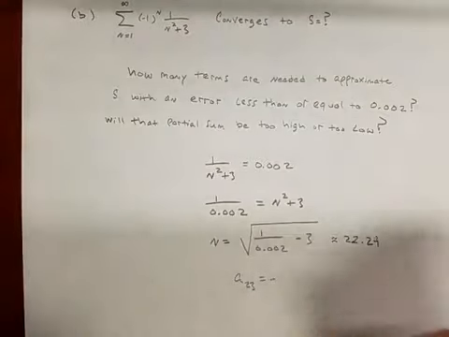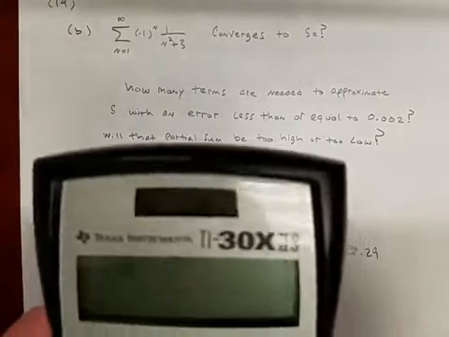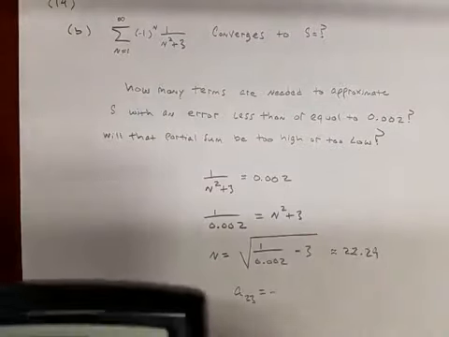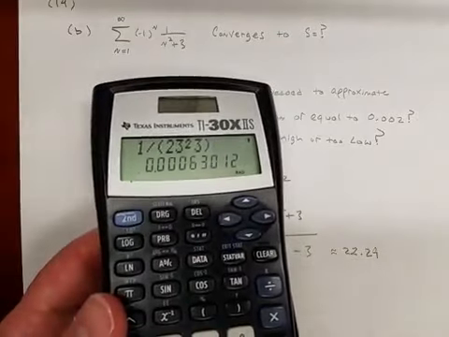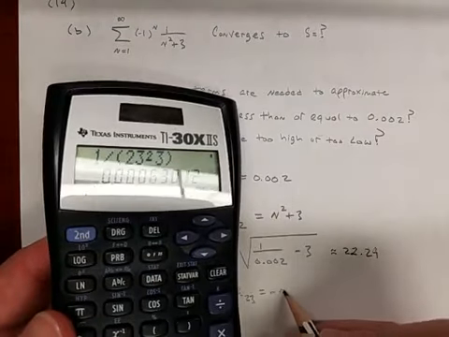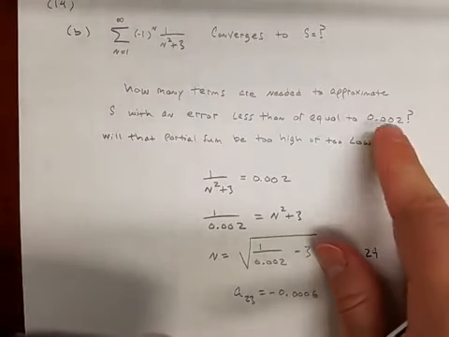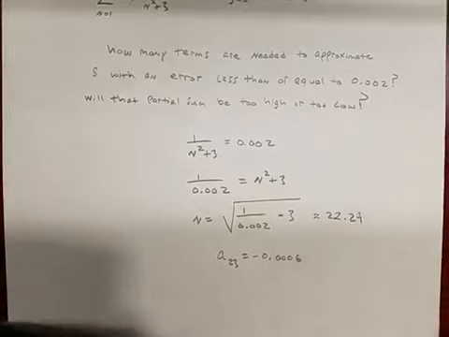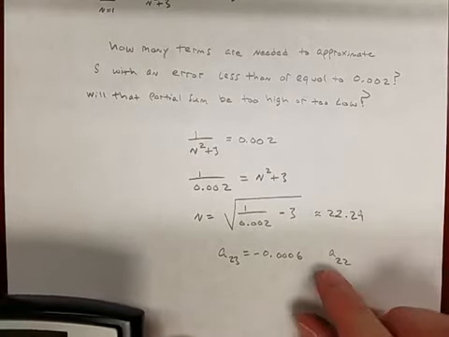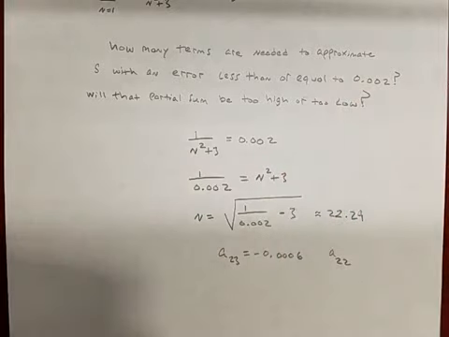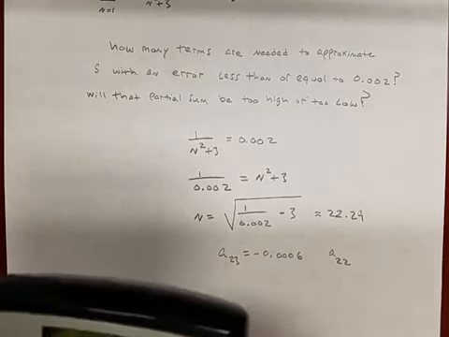So let's do this. The 23rd term will in fact be negative. The value of it, 1 over 23 squared plus 3, okay? And then I get 0.0006. Yeah, that's smaller than that desired number. If you want to, why not check the 22nd? It's not going to be smaller than this, but we can try it. So I'll do 1 over 22 squared plus 3.